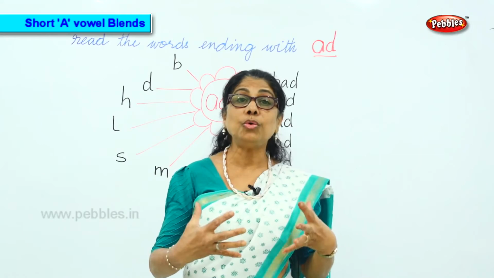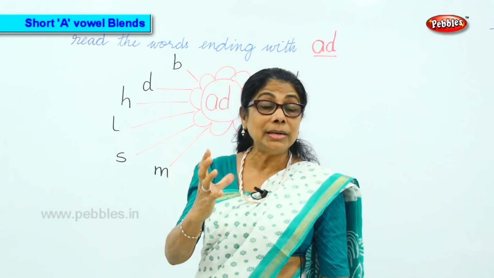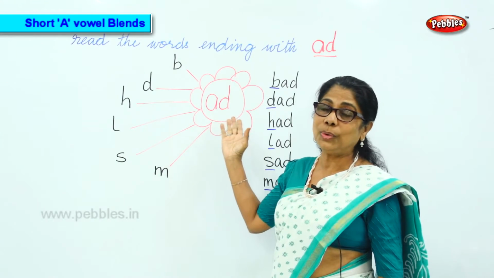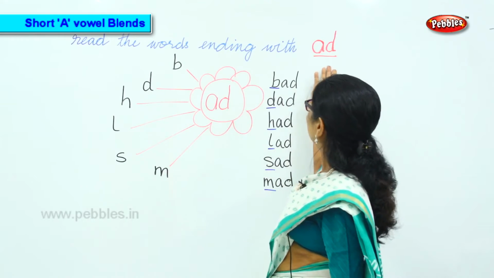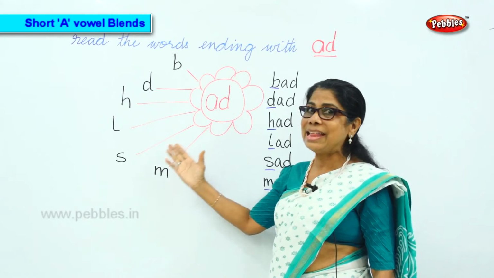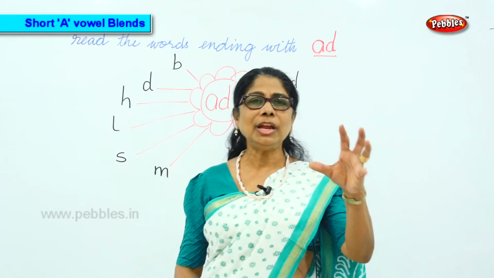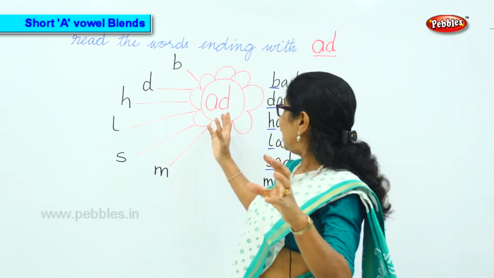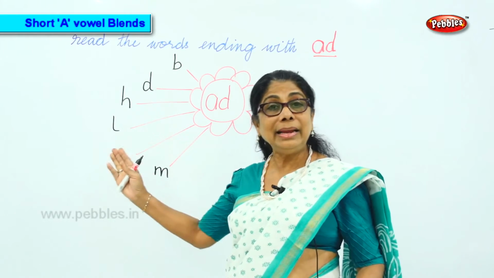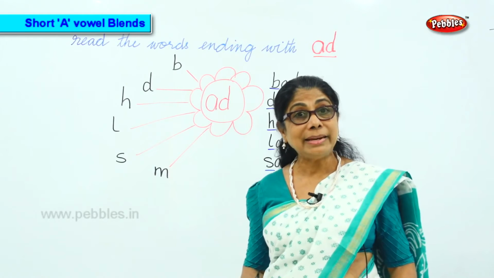Remember how you would say this word. Reading, read the word that ends with AD. The two letters we used are A and D. Bad, dad, had, lad, sad, mad. Joining the A and D letters makes sense for you. Read the sound ending with AD. Why don't we do some sentences?